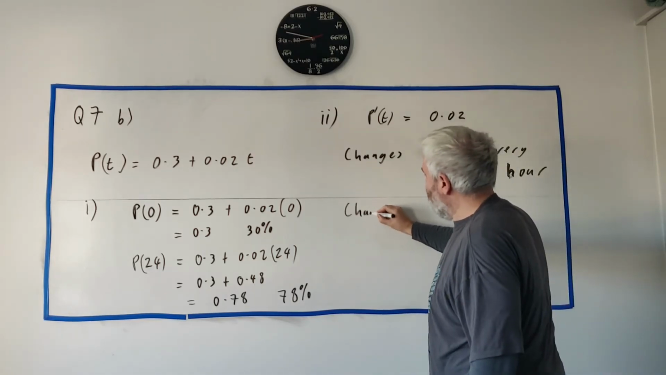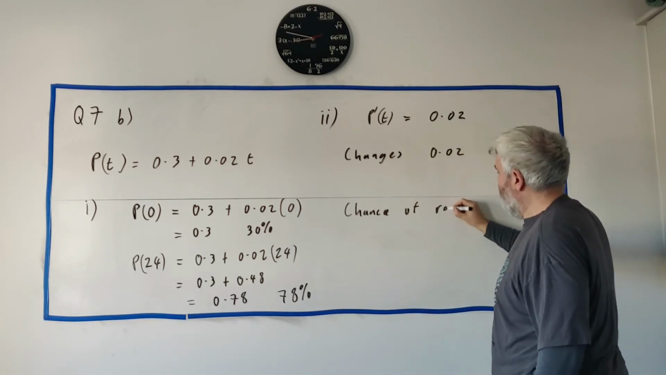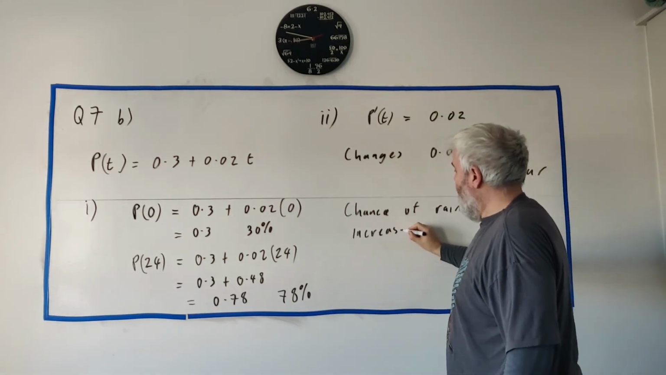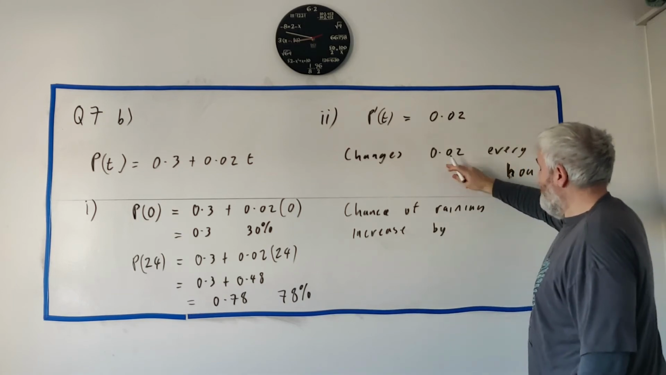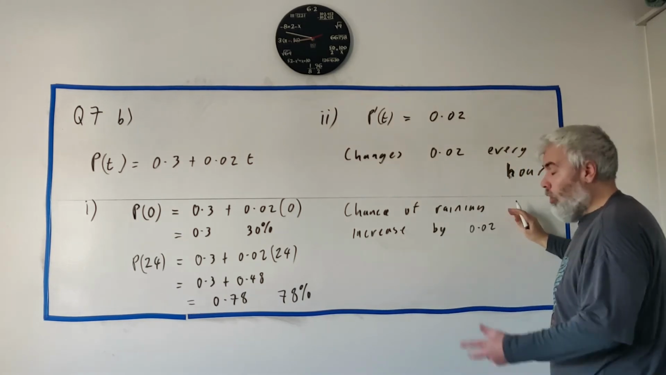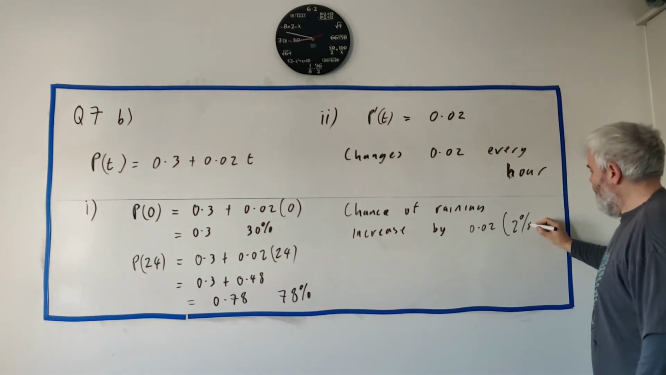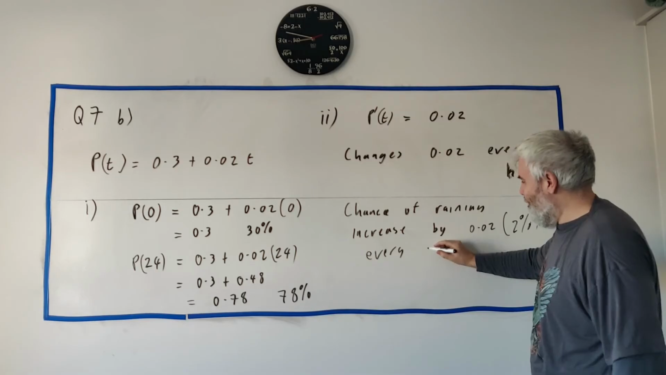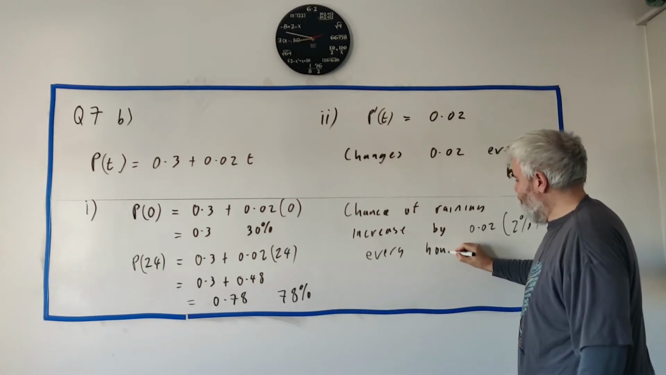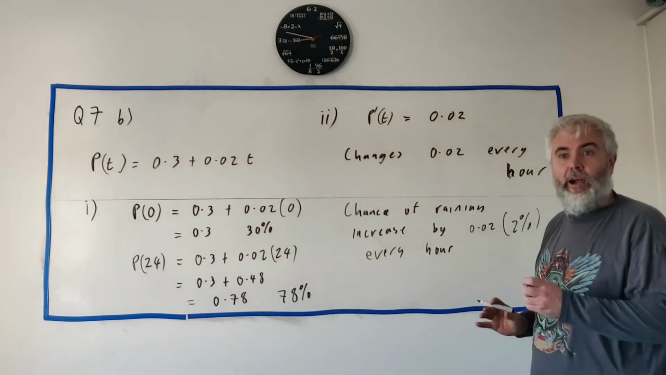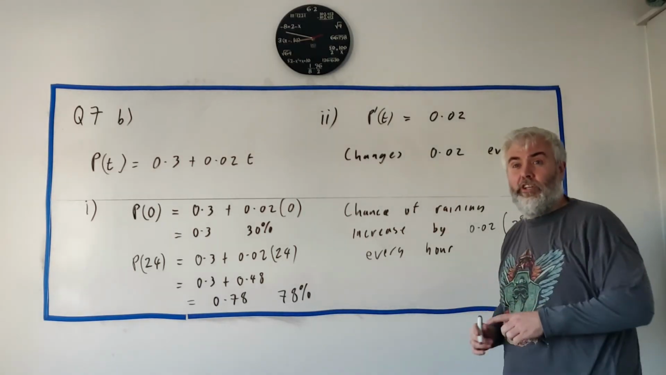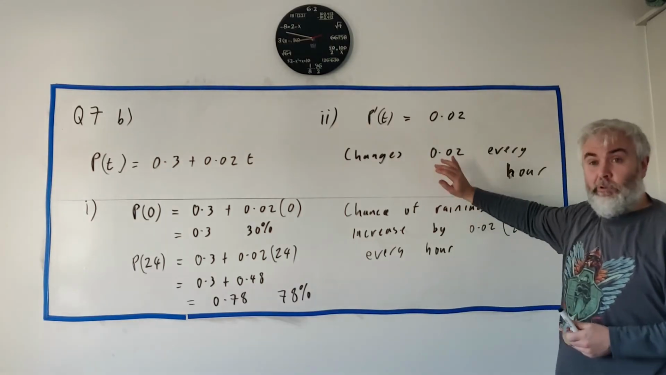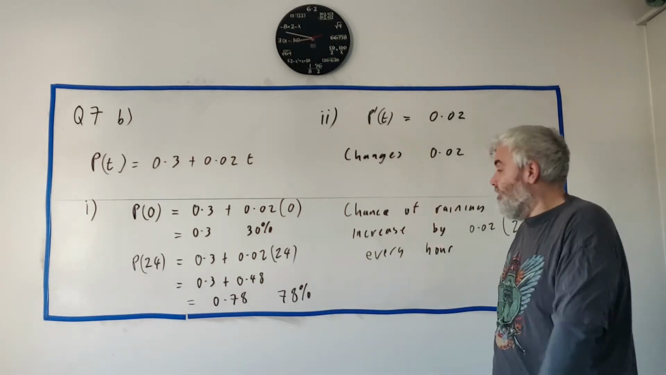Chance of raining increases by 0.02, or you could write 2%, every hour. Both of these would be fine, but that's full marks. Okay, so that's part 2. I'll rub this off and we'll do part 3. But if you knew this, if you got this correct, congratulations. Very few students probably would have got the second part of part 2 correct.